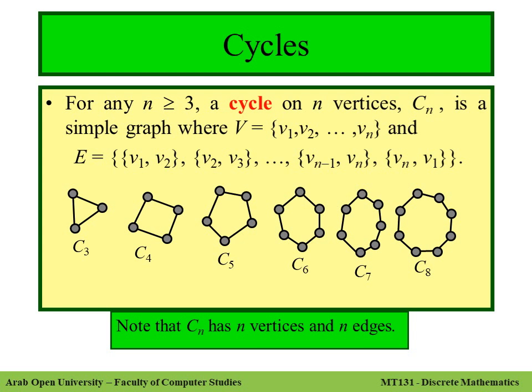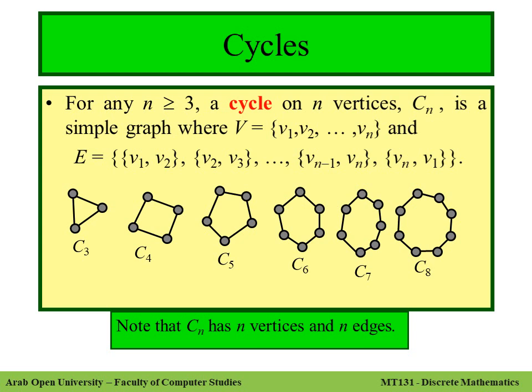The examples will clarify what a cycle is. The smallest cycle is C3. There are 3 vertices, and you have this triangular shape. C3 is the same graph as K3, the complete graph on 3 vertices. C4 has 4 vertices and 4 edges. C5 has 5 vertices and 5 edges.